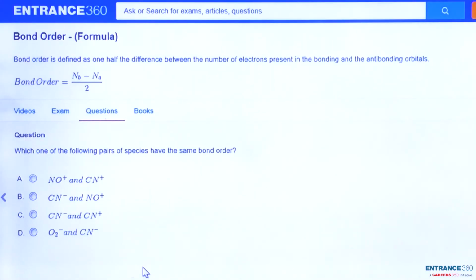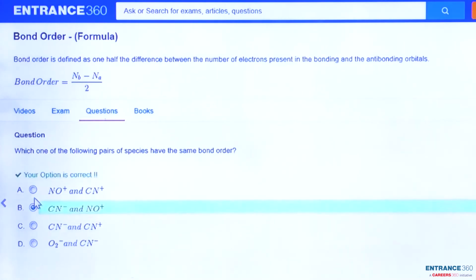After calculating the bond order of each species, we found that B is our correct option, which has the species CN minus and NO plus, and these two species have a bond order of 3. So this is our correct option for this question. We can also practice some more questions based on this topic.